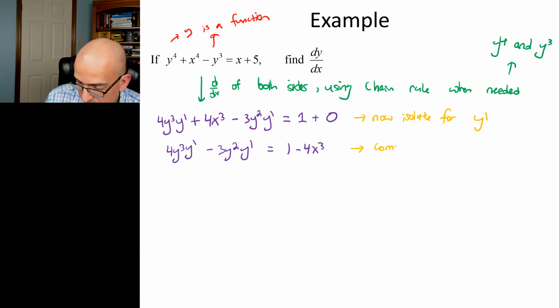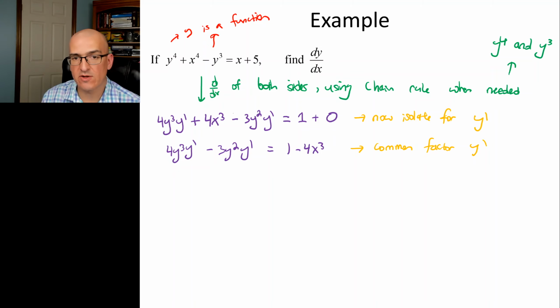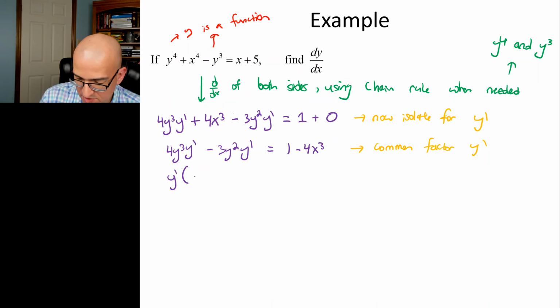Common factor y prime. We can common factor out more than y prime on the left-hand side, but it's not necessary. Just common factor out the y prime. So I common factor out y prime, and the first part I'm left with 4y to the 3, and the second part I'm left with 3y to the 2. On the right-hand side, nothing changes because I didn't have to factor anything there. I just factored on the left.